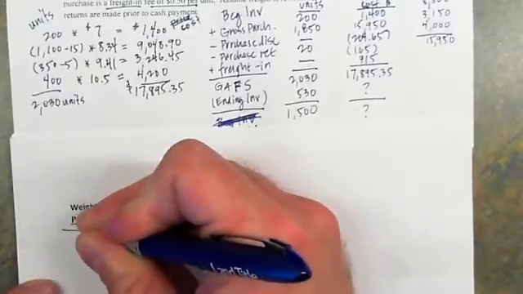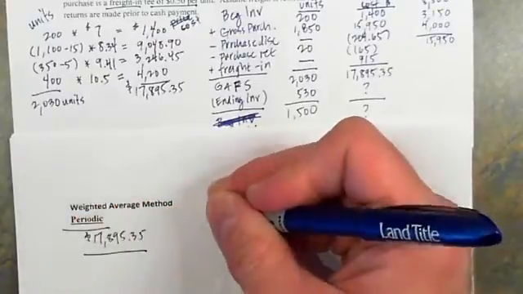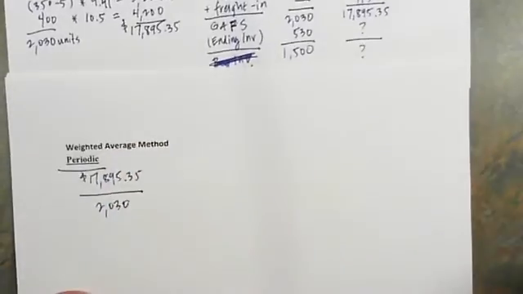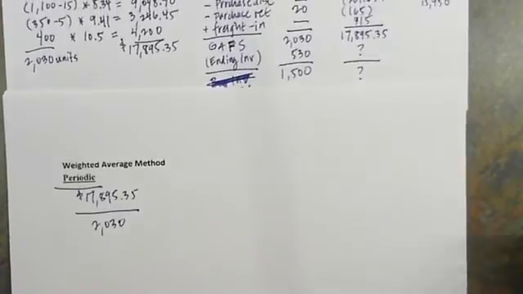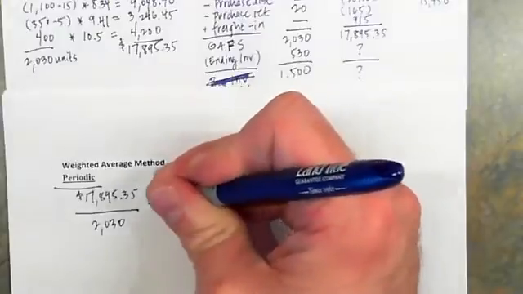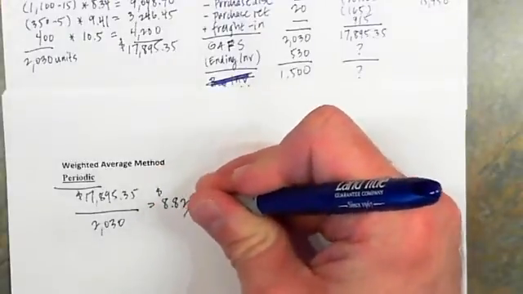So to get an average price point that is a weighted average, I would take $17,895.35. That's my total value. Divide it by the goods I had available for sale, the units. And that gives me that price per unit. So that gives me $8.82 per unit.